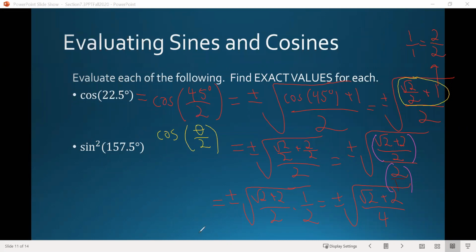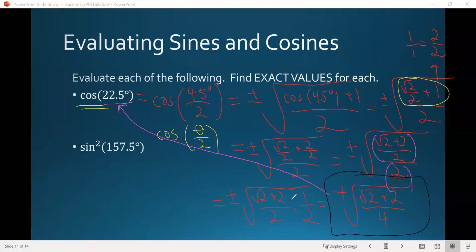And then the final thing, as I mentioned before, is this plus or minus. So our answer cannot be both positive and negative. It has to be one or the other. And to determine that, we go back to the original angle we started with, this 22.5 degrees. Now 22.5 degrees is in the first quadrant. We're finding the cosine of it. We know cosine is positive in the first quadrant. Therefore, our answer down here should be positive. All right. And that gives us our exact answer for that one.